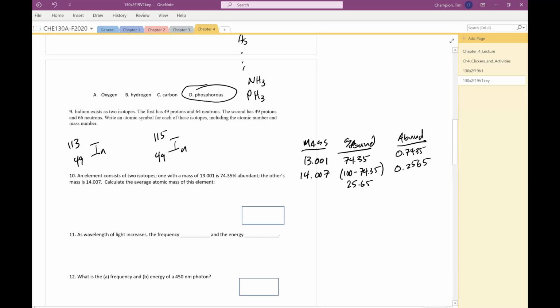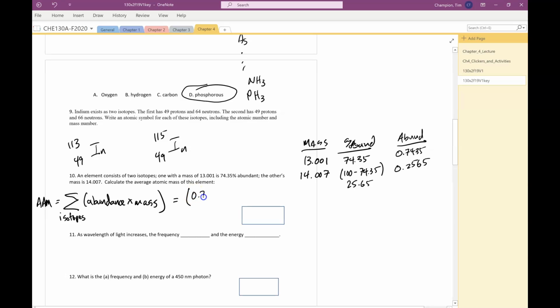Our mass is then going to be, we always say that the average atomic mass, AAM, is the sum over all the isotopes of the abundance times the mass. It's our summation notation. That big symbol there, of course, is the sigma. That means sum up.